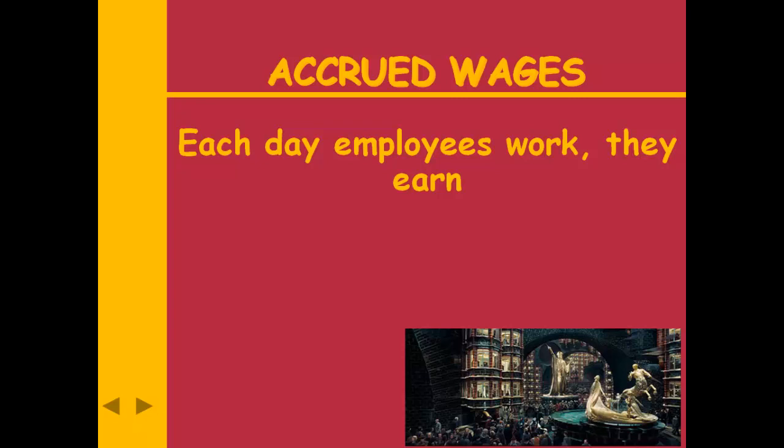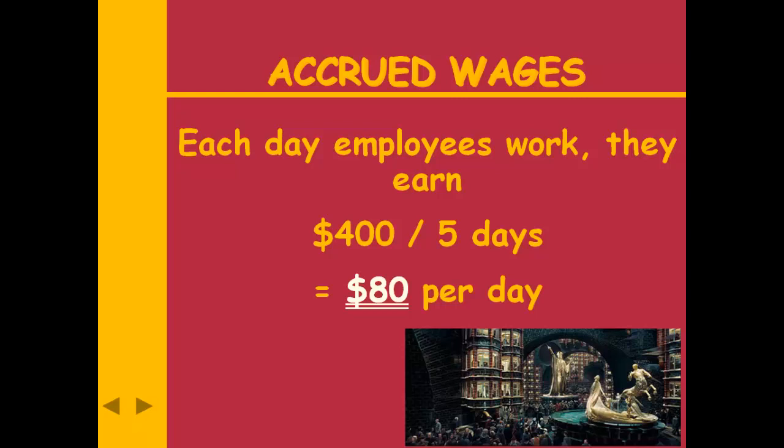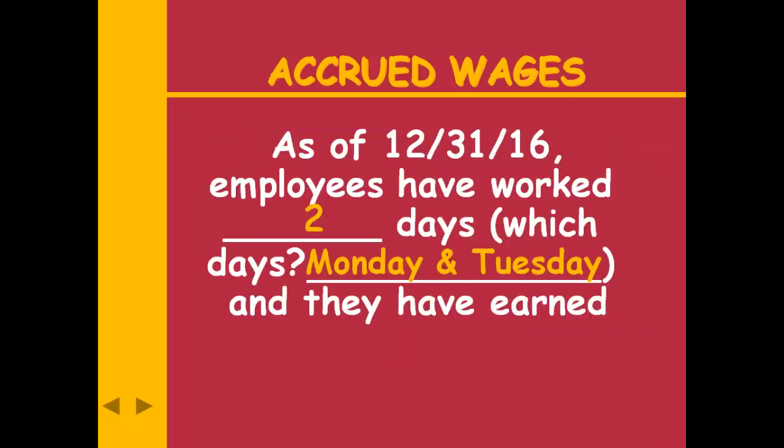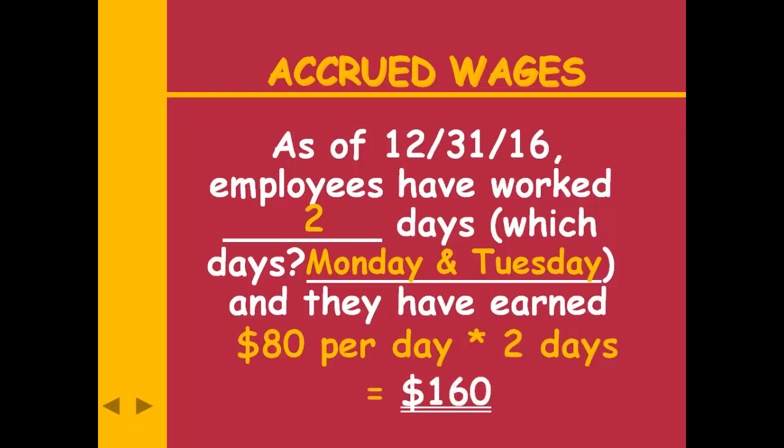Oh, I always skip this question. I'm sorry. Let's go on the handout first. Let's do this. Each day my employees work, they earn how much? $400 a week divided by 5 days a week that they work. They earn $80 a day. Well, as of year end, my employees have worked for me, again, for how many days and not been paid? 2. What days are those? Well, those are Monday and Tuesday. If they've worked for me for 2 days and not been paid and they earn $80 a day, 2 times 80 says they earn $160. So my employees have earned $160 and they haven't yet been paid.